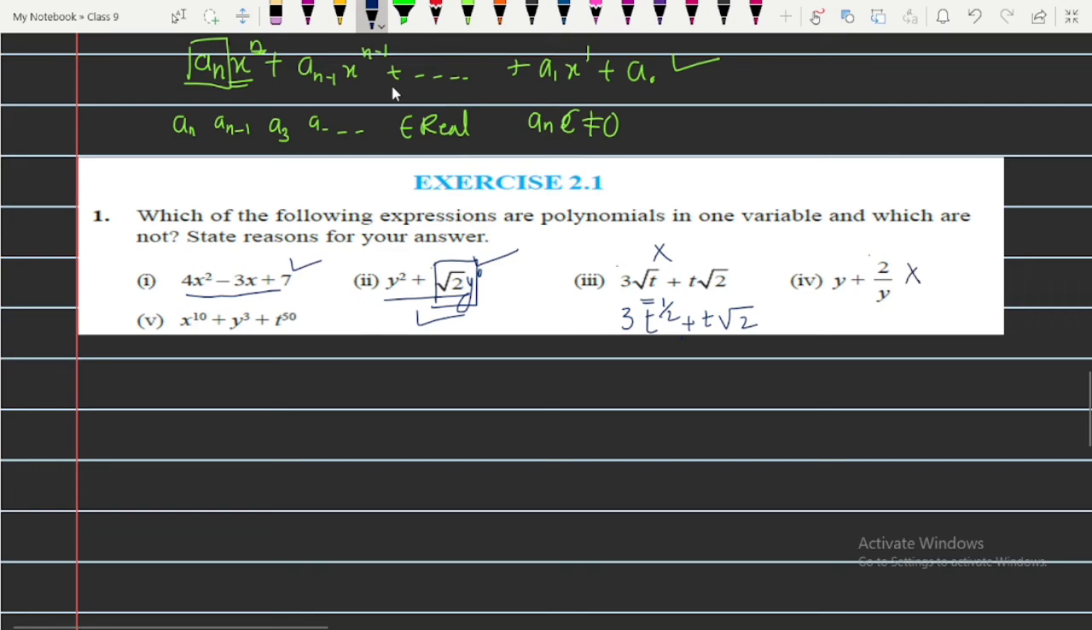Okay, so this one, it is a polynomial, but it is in 3 variables. Okay, so we are learning only about polynomials in one variable. So only the first and second are polynomials in one variable. The third one is also a polynomial, but it is not in one variable. Here three variables are there: x, y, t.